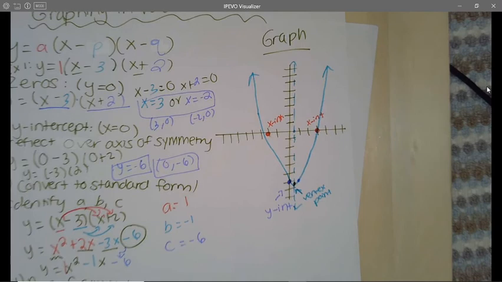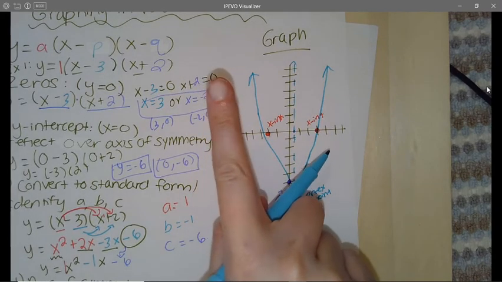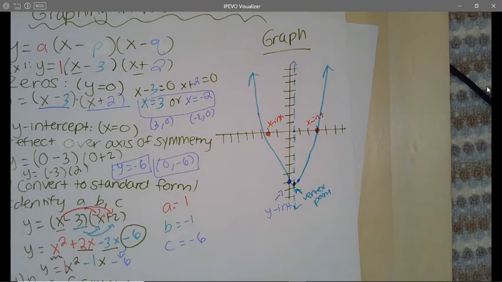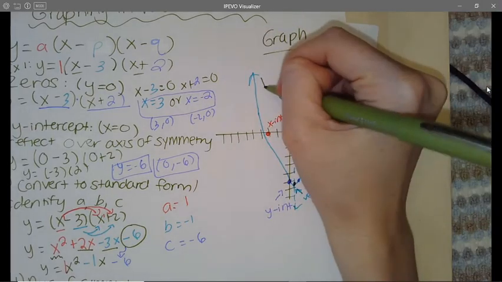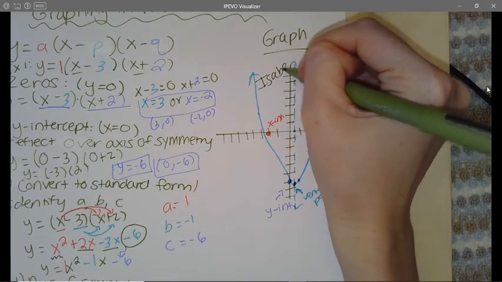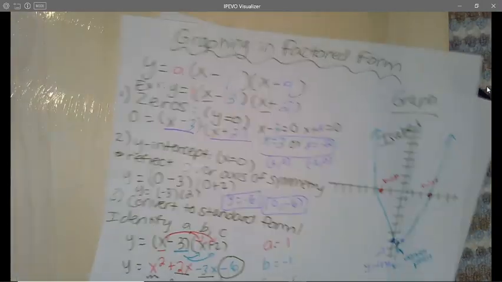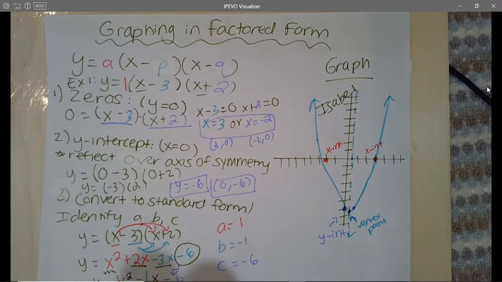But anyways, don't forget the very last step. We must name our graph. Your graph deserves a name. So make sure you name your graph. My graph's name is going to be Isabel. So there you go. All right, example 2 is pretty much the same. So if you want to try that one on your own, I say go for it.